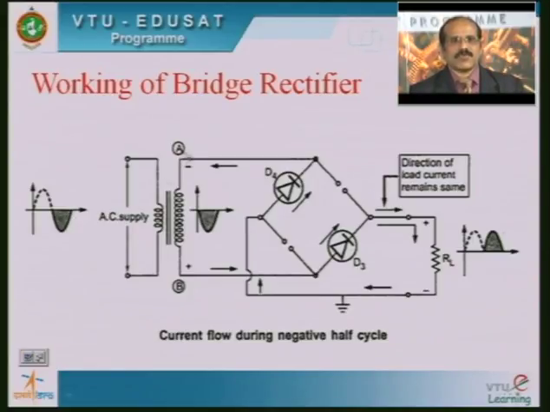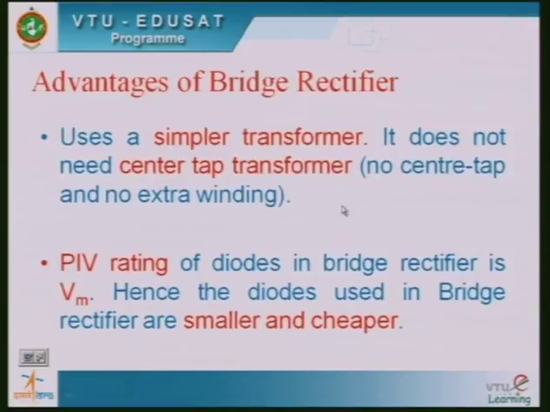So once again here at this point, terminal A has a negative potential with reference to terminal B. Accordingly, D3 and D4 will be forward biased, whereas D1 and D2 will be reverse biased. So once again the load terminals are connected to the source terminal through the conducting diodes D3 and D4, and therefore the output once again follows the input. So that's what we are getting here.